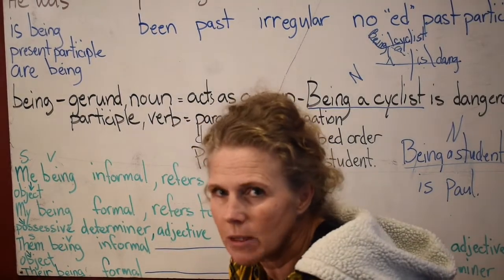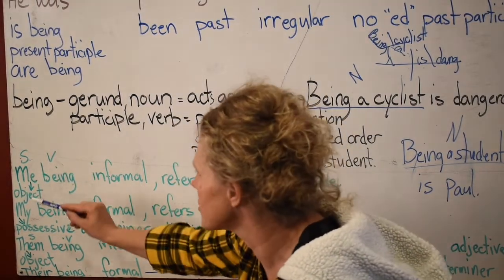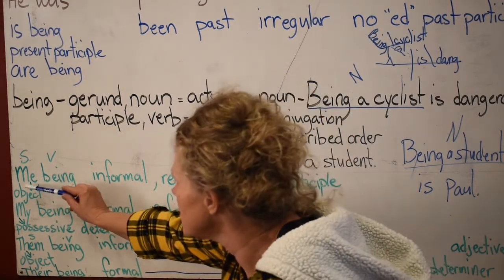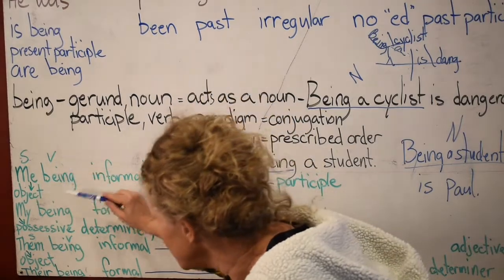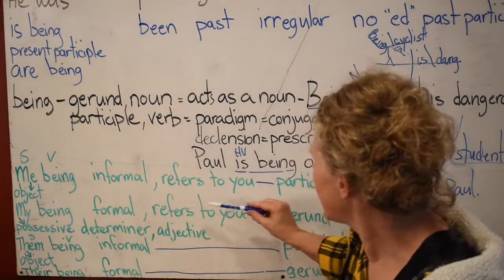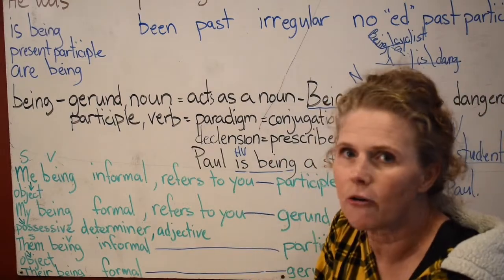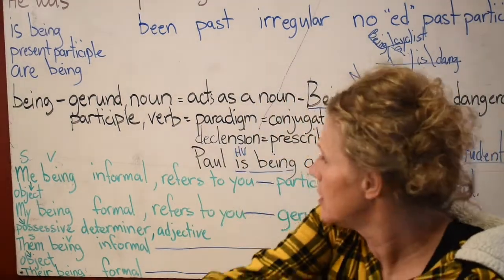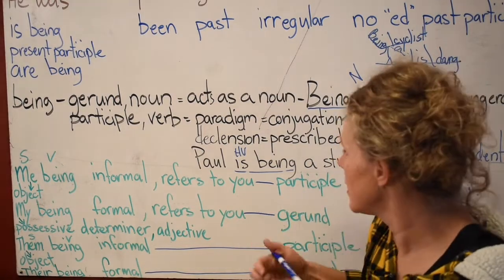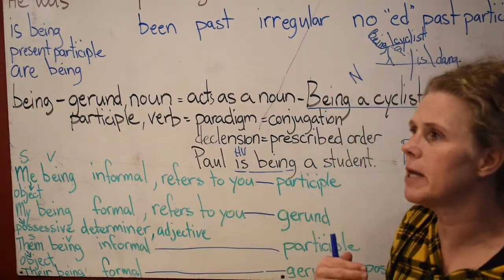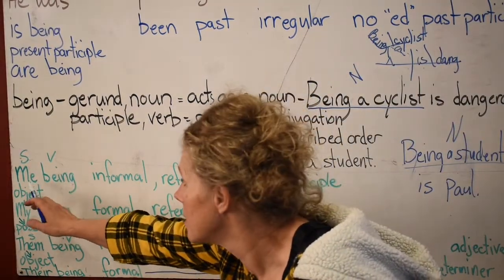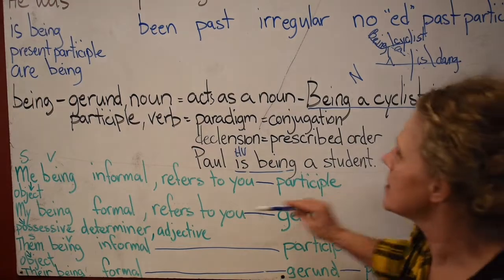It can't sit in the subject position, except if we're saying me being, and you're using the being. And it's completely informal. If you're referring to yourself, it refers to you. Me being dressed, me being whatever. It's referring to you. You're saying me being blah, blah, blah. But you have to be being. Okay?